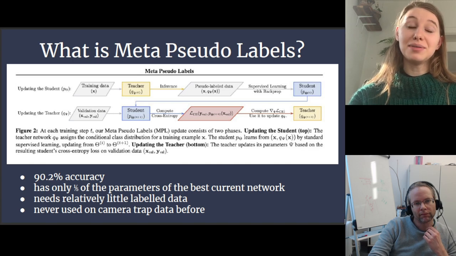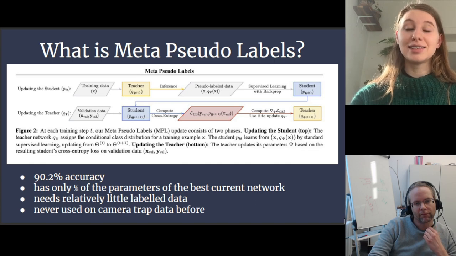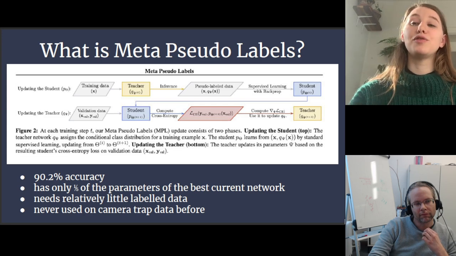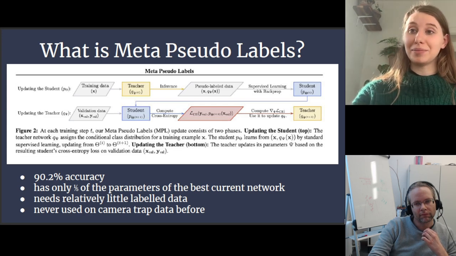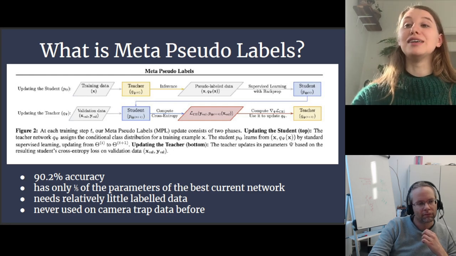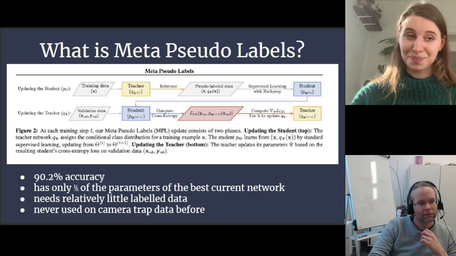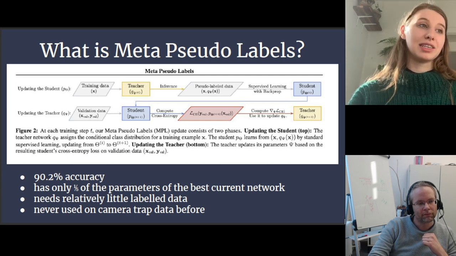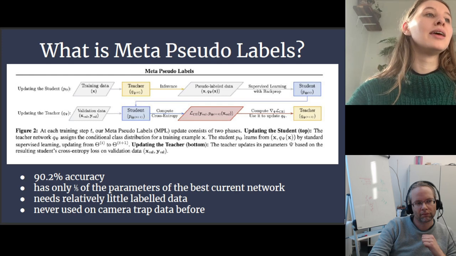So as you see, we already have 700 gigabytes of data we use for training, in comparison to before, where we only had 1 gigabyte of training data. And as I said before, training data is often a limiting factor. So this is one of the advantages of having these meta pseudo labels.